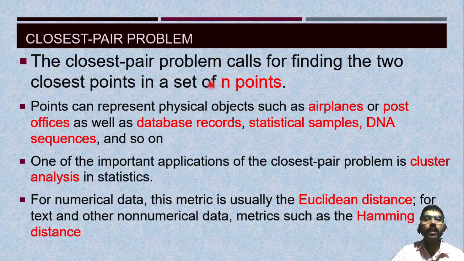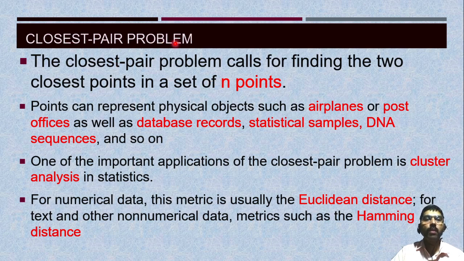Actually, the closest pair problem is finding the two closest points in a set of n points. If n number of points are given in a plane, which two points are very close, that I have to identify. That is called the closest pair problem.